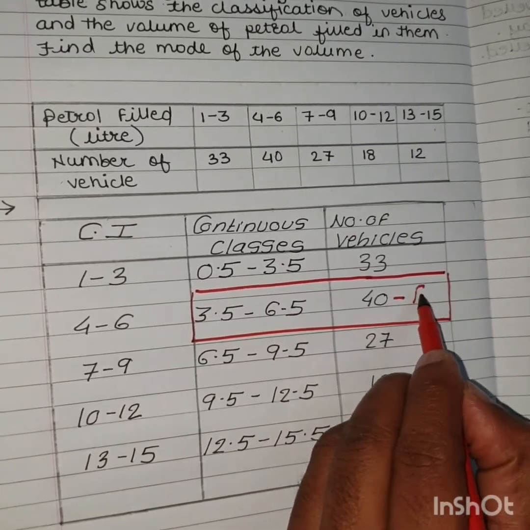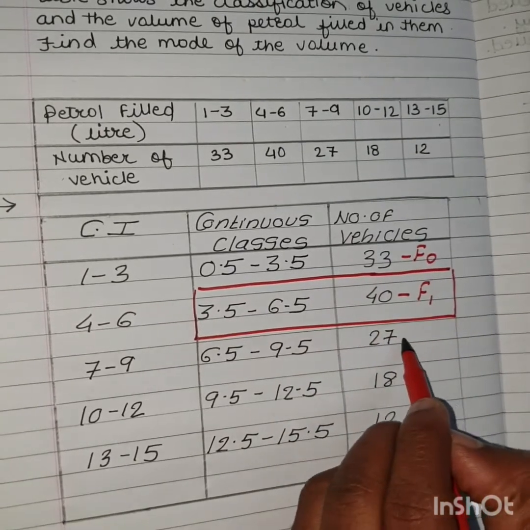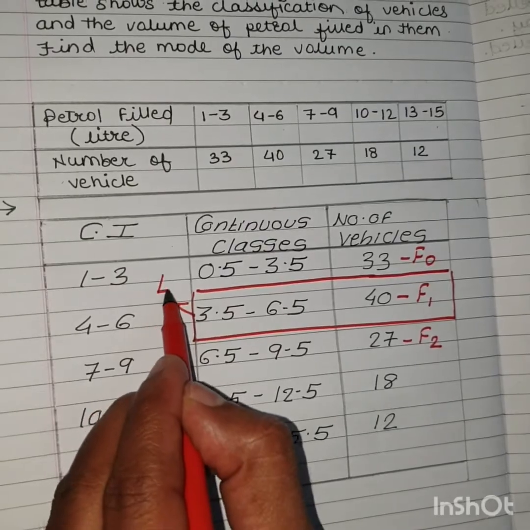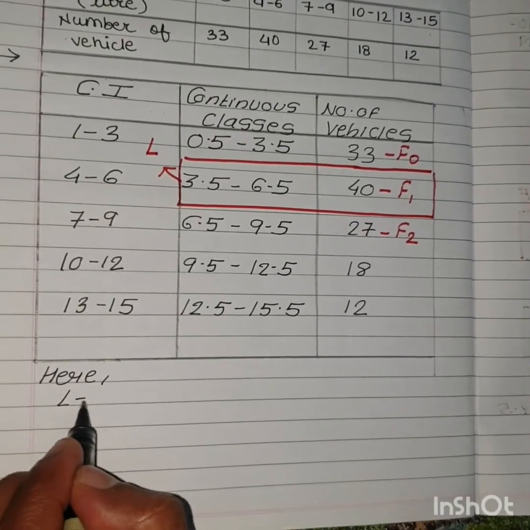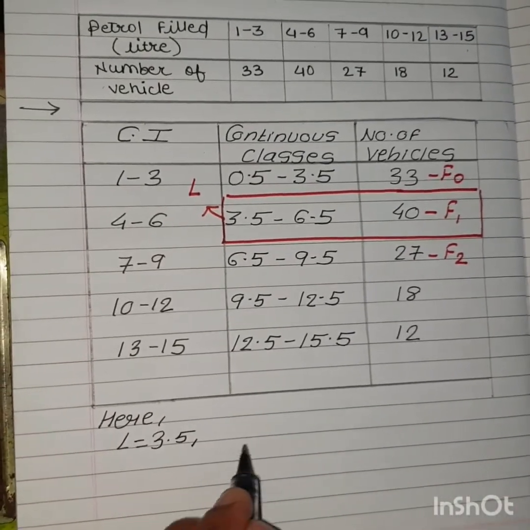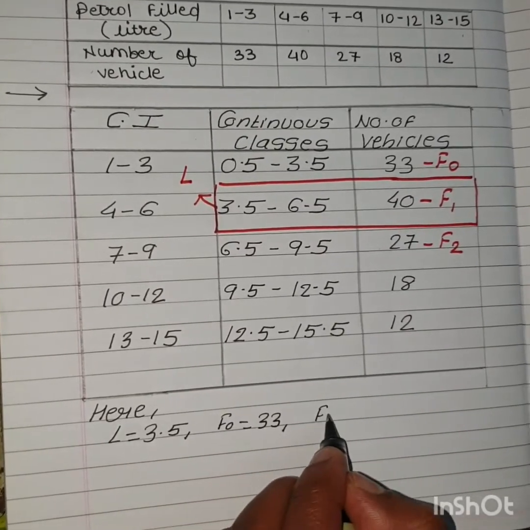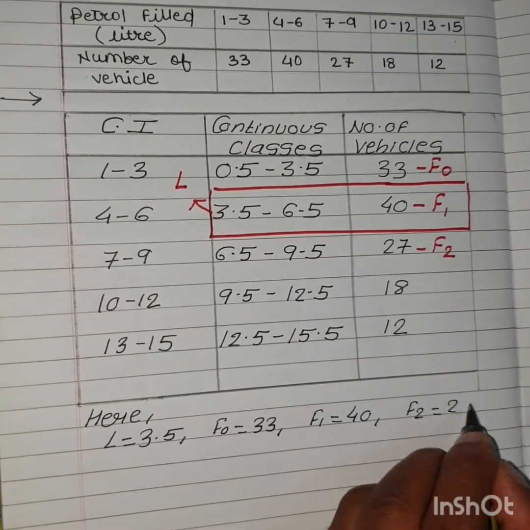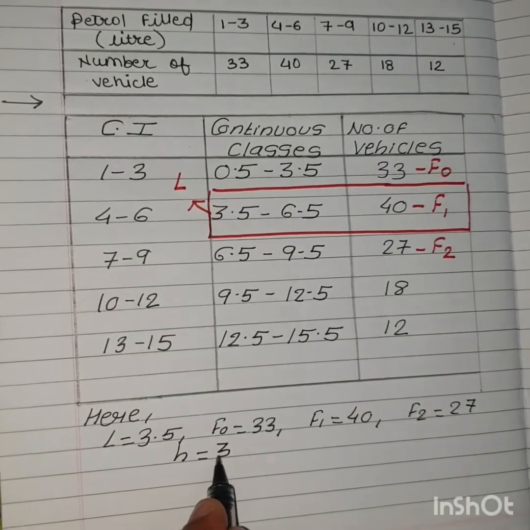So 40 will be our f1, 33 will be f0, 27 will be f2, and 3.5 will be our L. Here L is equal to 3.5, f0 is equal to 33, f1 is equal to 40, f2 is equal to 27, h, the class interval difference, is 3.